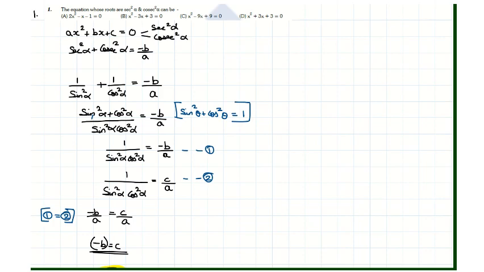Using the second equation of roots, we get 1 by sine square alpha cos square alpha equal to c by a, which is our equation 2. When we equate equations 1 and 2, we get minus b by a equal to c by a, or minus b equal to c. This condition is suitable only for options b and c, and thus that would be our answer.